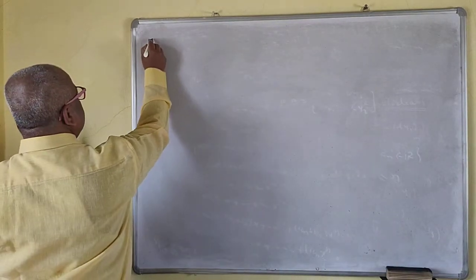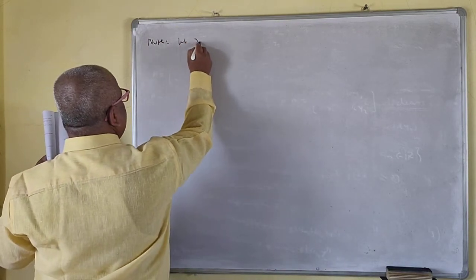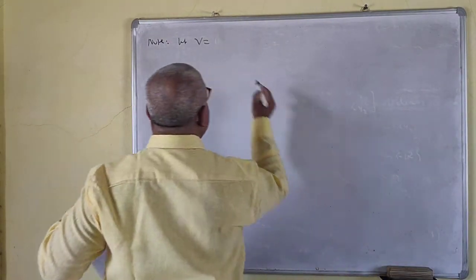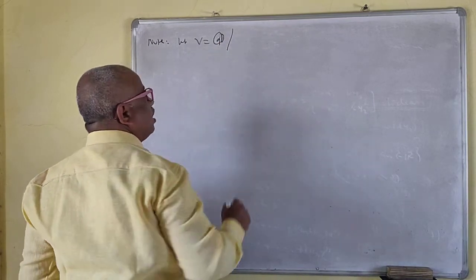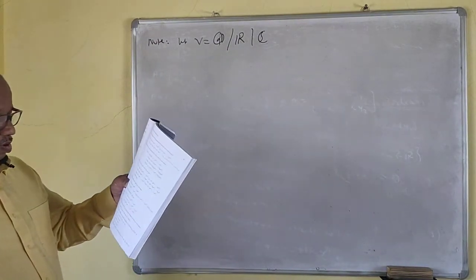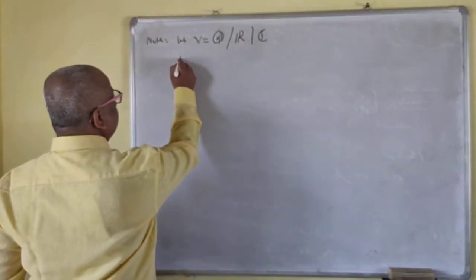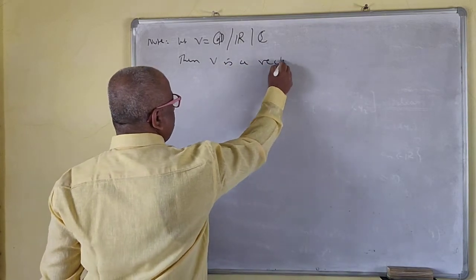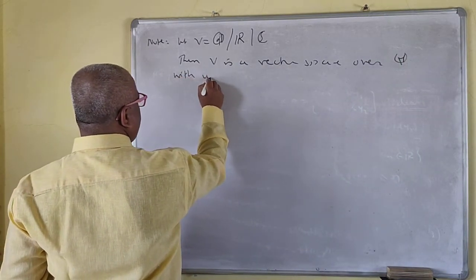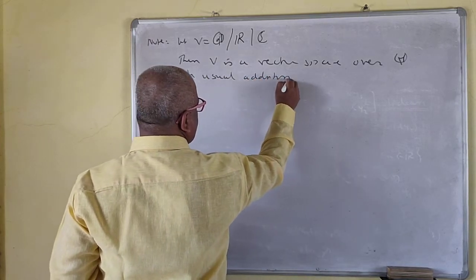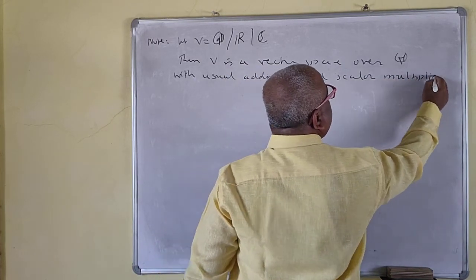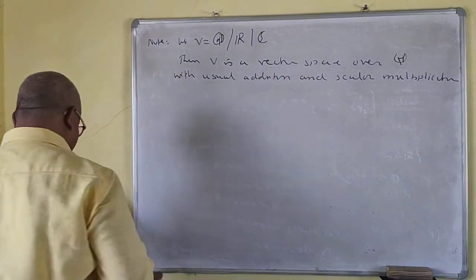We'll write a note. Let V be equal to Q, R, or C: the set of rational numbers, the set of real numbers, the set of complex numbers. Then V is a vector space over Q with usual addition and scalar multiplication.